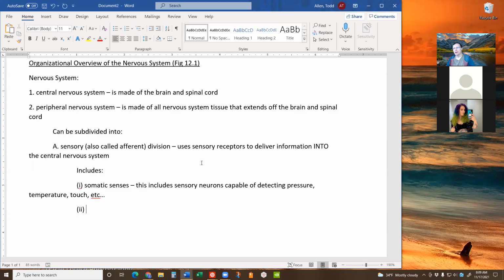In contrast to that, we also have the special senses. Special senses include sensory neurons that are defined within very discrete, specific structures like the eyes, the ears, the nose, that kind of thing. This would include nervous system anatomy associated with larger structures that give us specific capabilities, such as eyesight for vision, hearing, and detecting odors with our nose, okay?